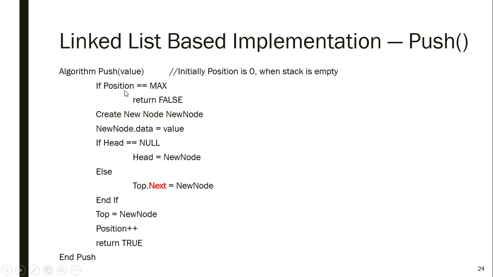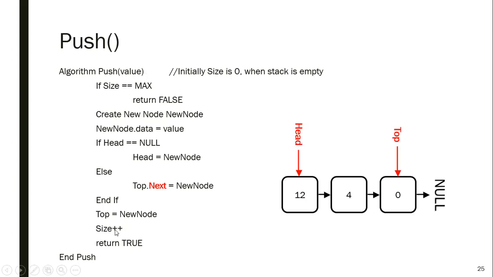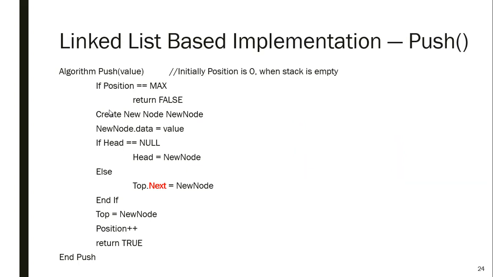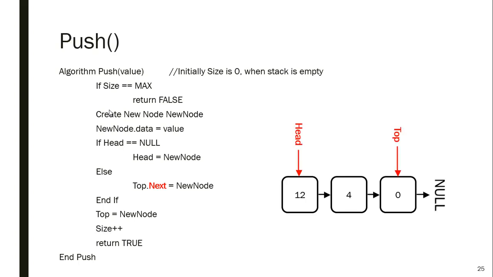If I change this variable to size, it will be more appropriate, because by this position variable I actually wanted to see what is the current size of the stack. So size will be more appropriate than position, so it is not an error. You just consider it that we changed this position as size.